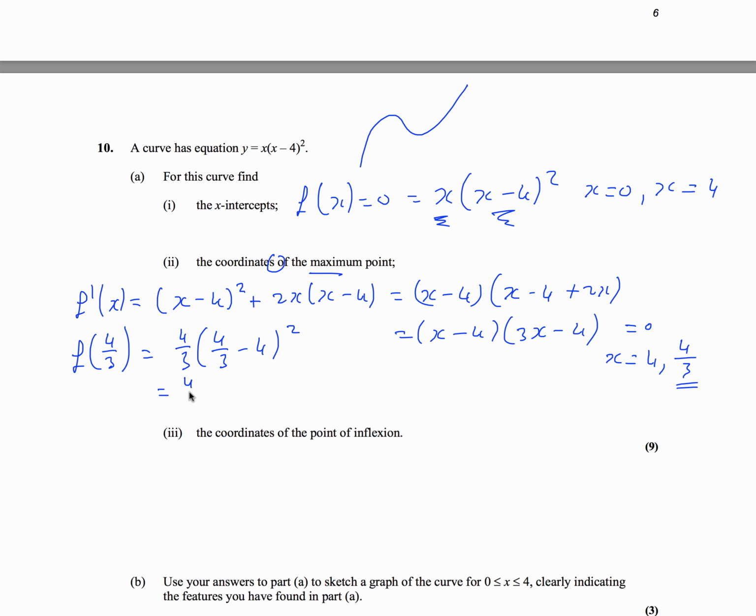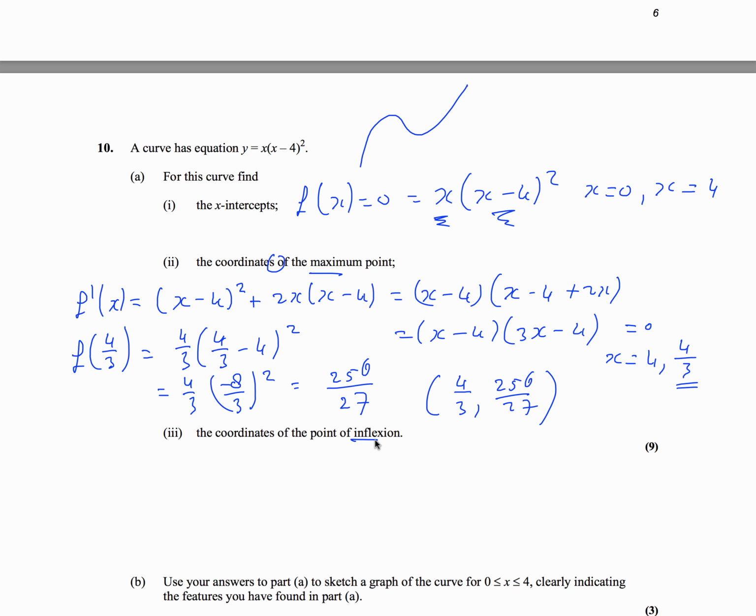So this is going to be 4/3. So this is going to be 4 minus 12 is going to be minus 8/3 squared, which is, let's say, 64 times 4 is 256, and 9 times 3 is 27. All right, so my coordinates are 4/3, 256/27. Of course, I could have used my calculator for this as well, but whatever, it doesn't matter.